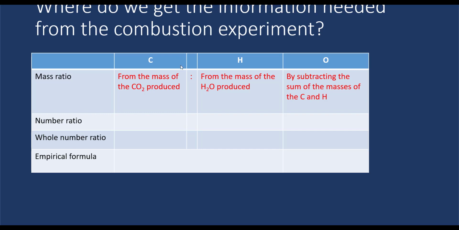Where are we going to get this carbon number from? Well, from the mass of CO2. You say, oh, that's not going to be too bad. If I know the mass of CO2, I can get the number of molecules of CO2, and from there I should be able to get the mass of the carbon.